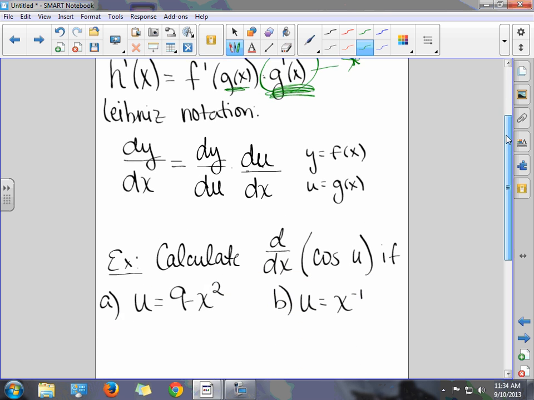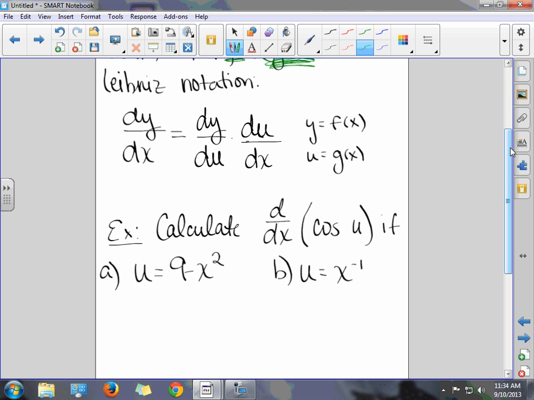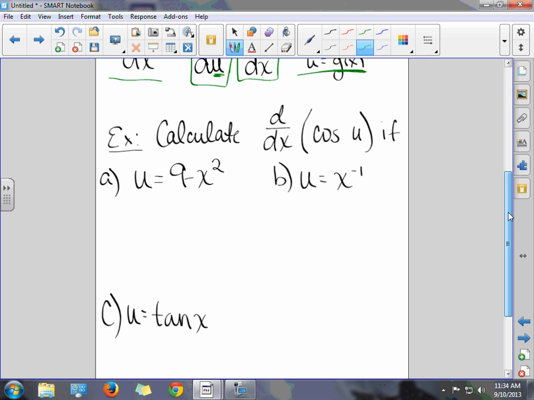I've also included the Leibniz notation for how this works. So if we want to differentiate dy dx when we have an inner and an outer, we take the derivative of y with respect to the inner function. That's what that says. u over here is my g of x, that's my inner function. And then we multiply it by the derivative of the inner function with respect to x. So it works both ways, either notation.